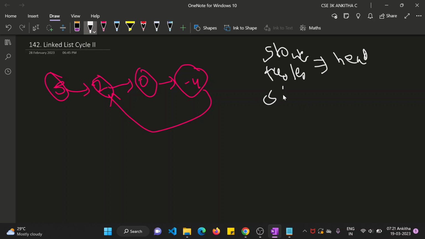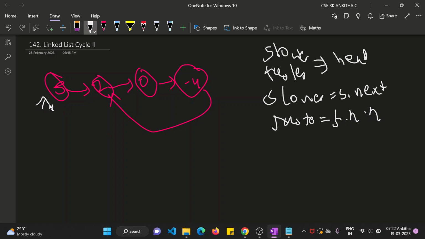And slower equal to slower dot next, and faster equal to faster dot next. So initially both slower and faster are pointing to head, and you perform this until slower equal to faster. Both slower and faster are pointing to head. First slow equal to slow dot next. Next faster equal to faster dot next.